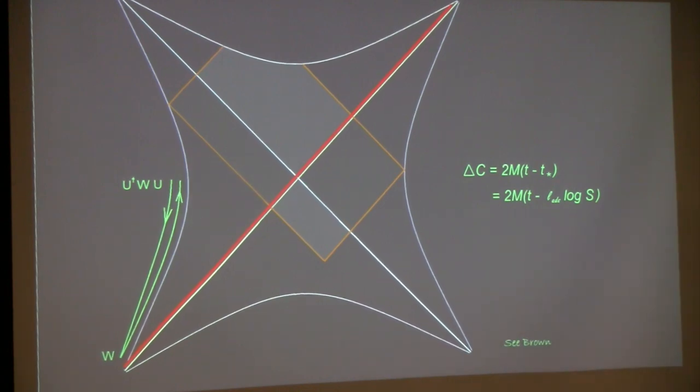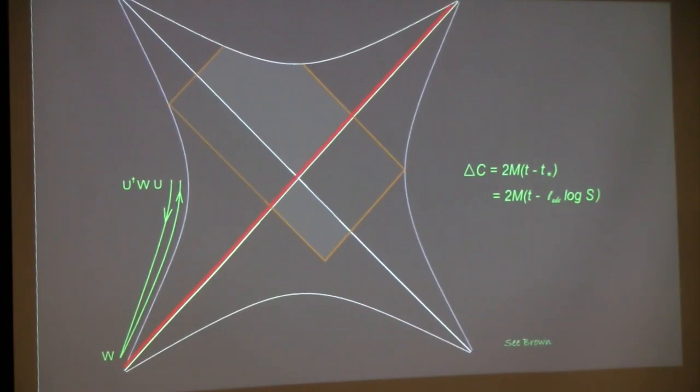How much complexity did the precursor add? Well, Adam showed you how it worked. Remember those pictures with the colliding gates that canceled each other and beautiful graphics? Okay? The answer was twice the mass, actually I think it's four times the mass of the black hole, times the time that you went backward minus the scrambling time.